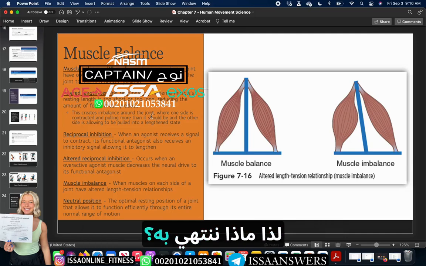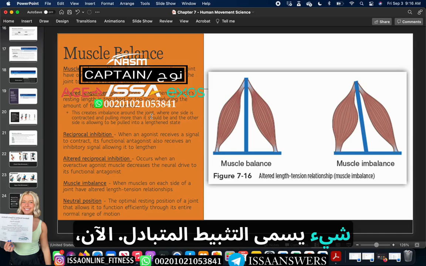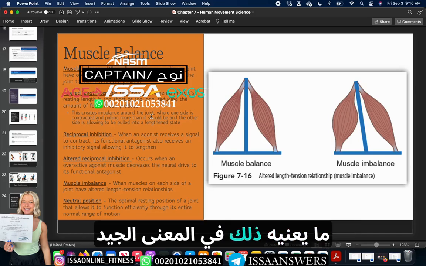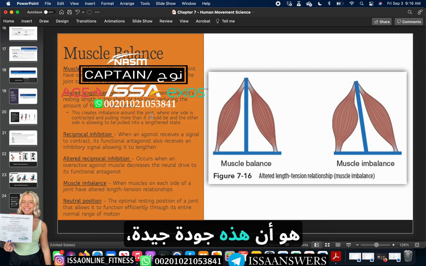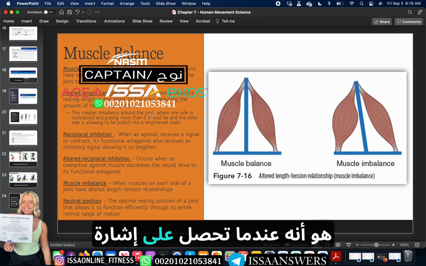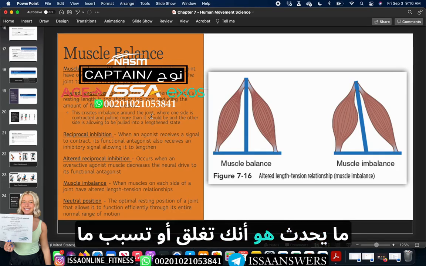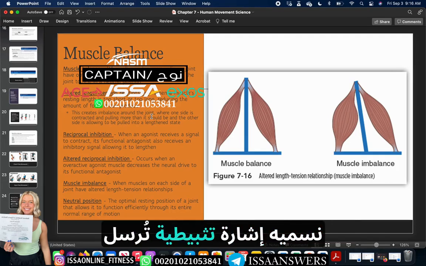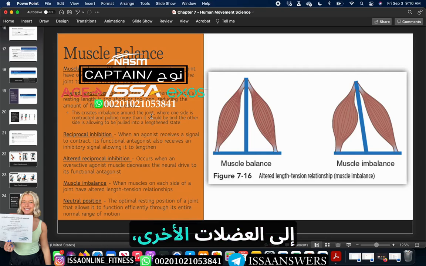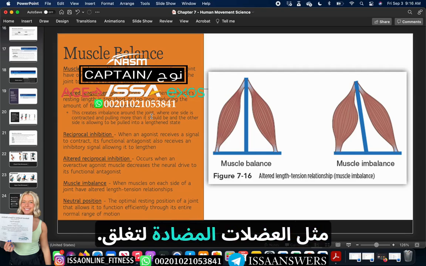So what do we end up with? We end up with something that is called reciprocal inhibition. Now, normally what that means, and this is a good quality to have, is that when you get a signal for your prime mover or your agonist to contract, you shut off, or cause what we call an inhibitory signal to be sent to, other muscles like the antagonists to shut down.